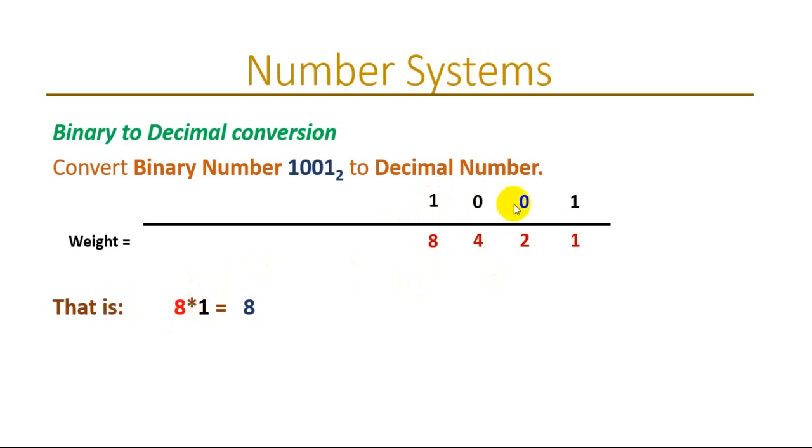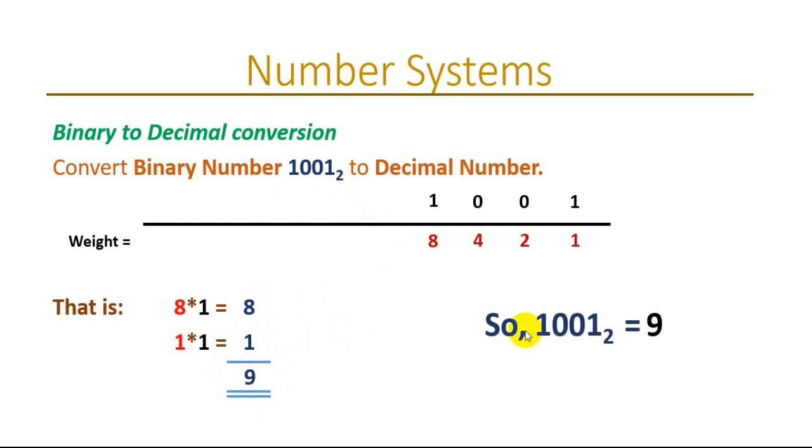These two are zeros, so you don't actually have to write those. We are not taking any 4s, we are not taking any 2s, but we are taking one 1, so you put that here. Then you have 8 into 1 is 8, 1 into 1 is 1. When you add these two, the answer is 9. So the binary number 1001 represents our usual number 9.